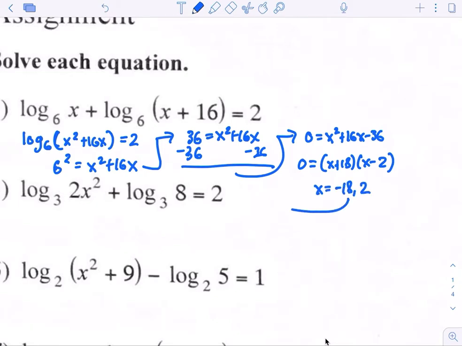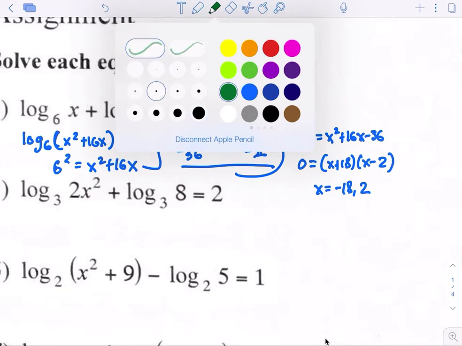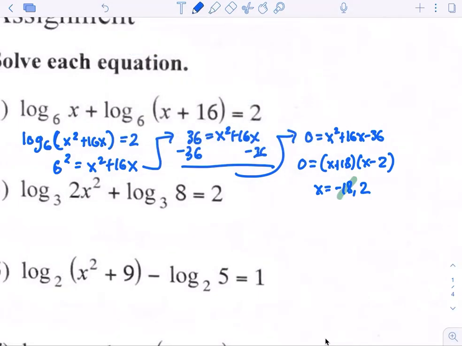Now remember, you have to plug these into the original to check. Do you notice that when you plug in negative 18 into here, you are going to have a negative log? So that's not allowed. So this cannot be an answer. This cannot be an answer, so your only answer is x is equal to 2.